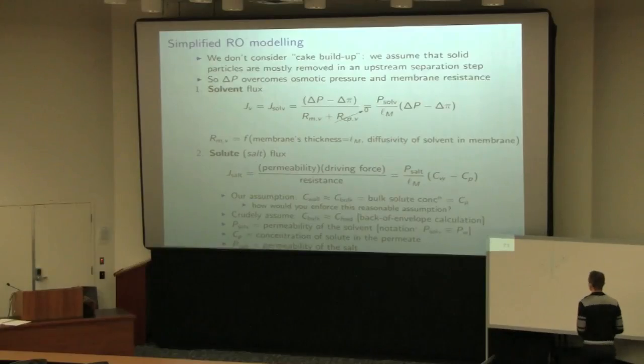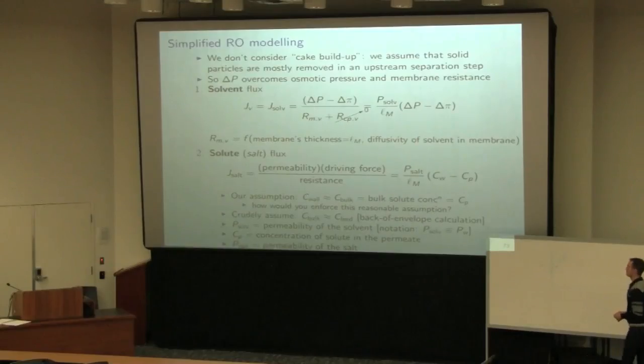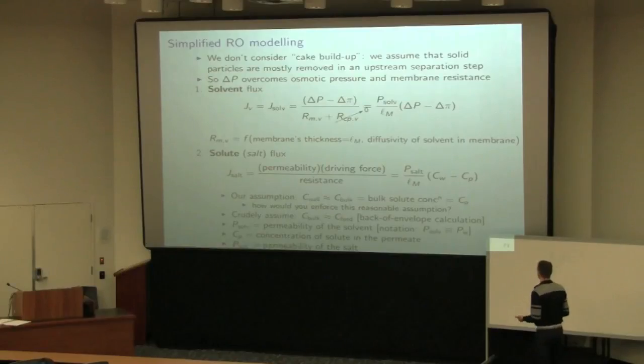Unless you've got known buildup at the wall that you really can't get rid of, then it's going to be an error. In general, this is a very good approximation. Okay, so sometimes we can't estimate exactly what the bulk concentration is, other than if we just measure it. But what we'll sometimes do is very crudely assume that the bulk concentration is essentially equal to the feed concentration.